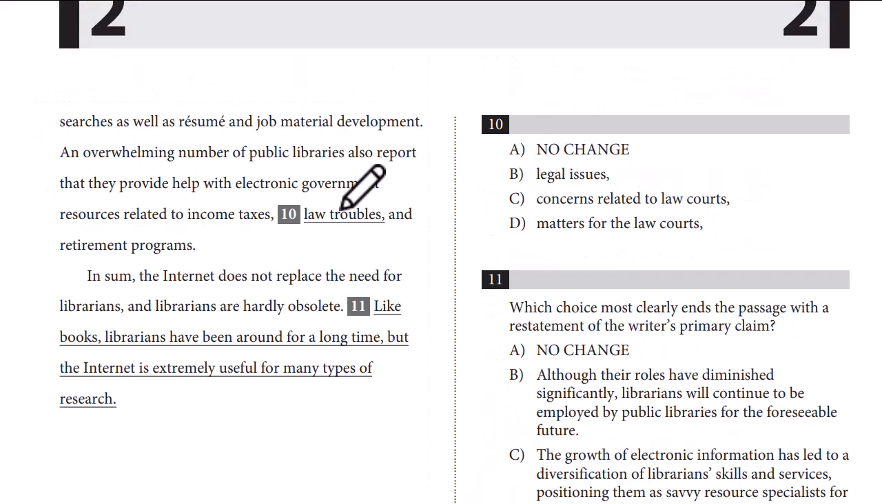10. Legal issues, law troubles, concerns related to laws. Okay, so this looks like a precise language question, a precise way to say what we need to say here. So an overwhelming number of public libraries also report that they provide help with electronic government resources related to income taxes, law troubles, and retirement programs. Legal issues, that seems to be the more formal, appropriate way to say that. Concerns related to law courts, no, too wordy. Matters for the law courts, too wordy. Legal issues is the right answer, B.